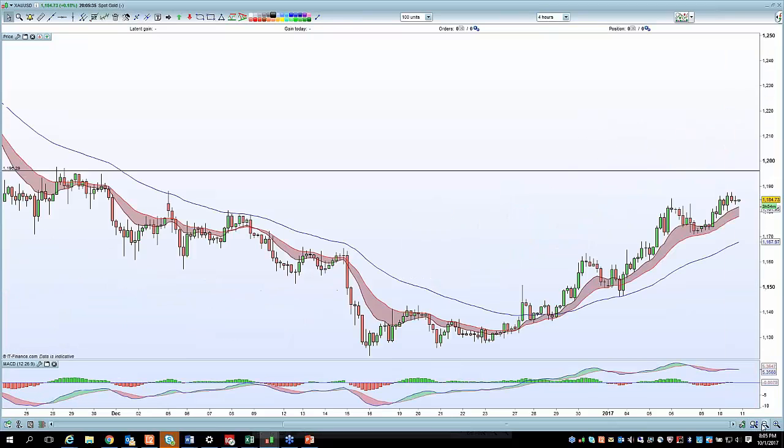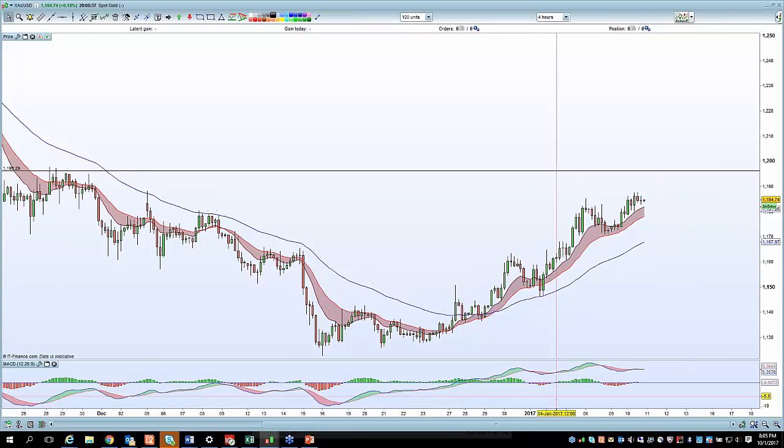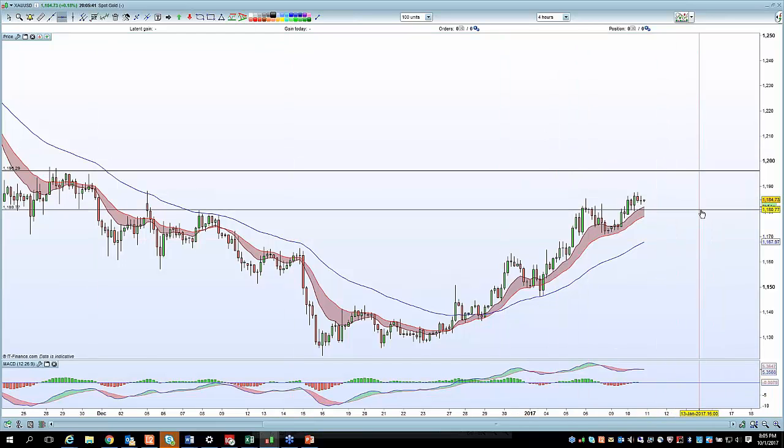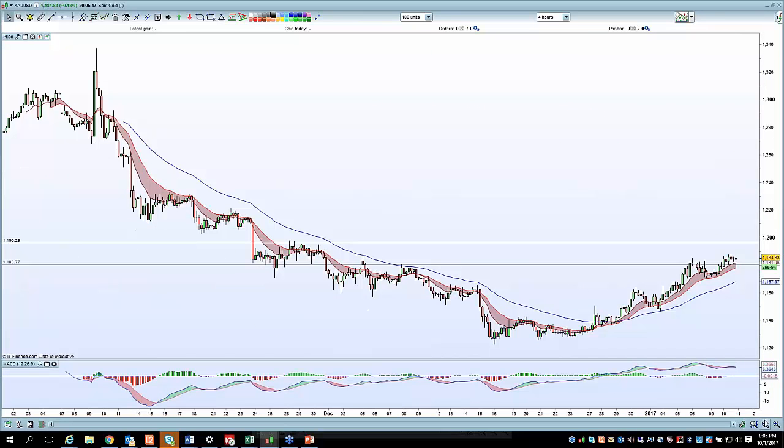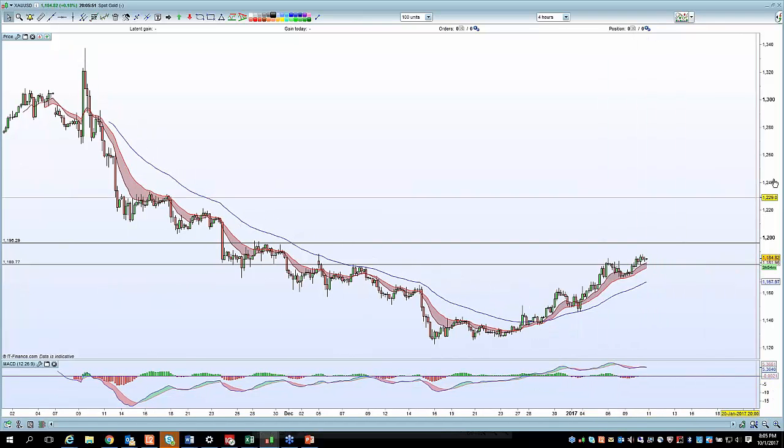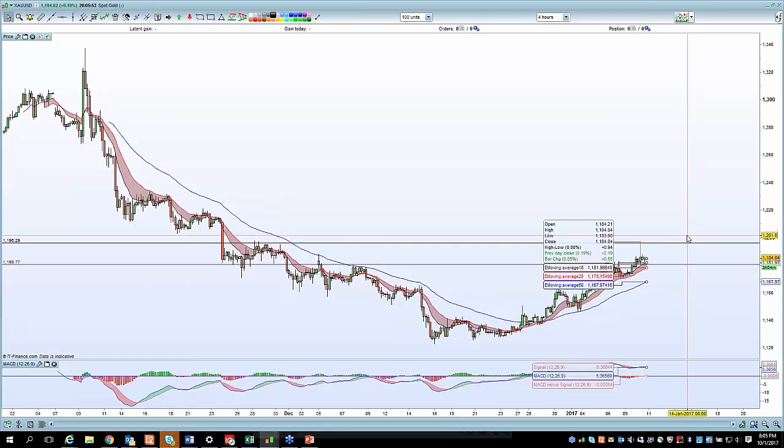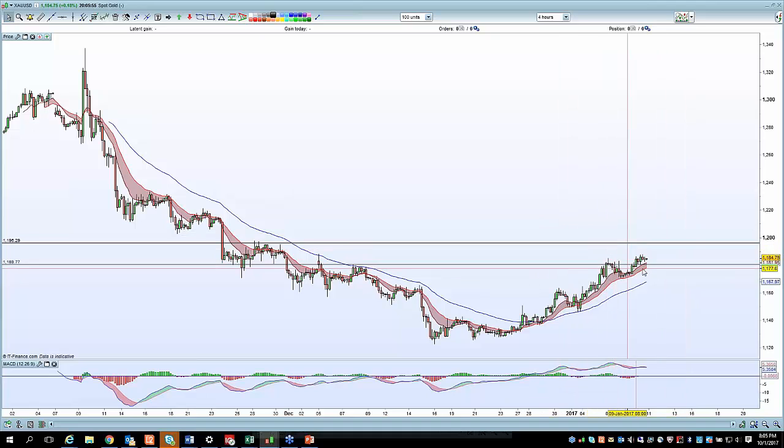Yep, the 4-hour chart looks good to the upside. In fact, if it comes down to this support level here, okay, let's see. Sorry. Now, where we are right now for gold is that the closer we are to this 1200 level, the probability of shorting is getting lower and lower.